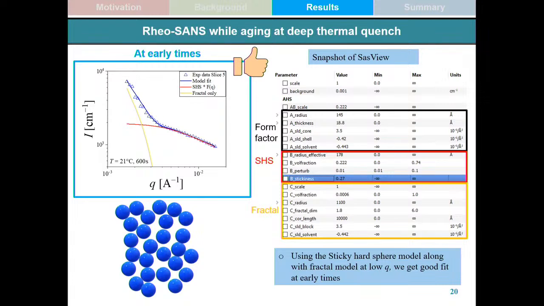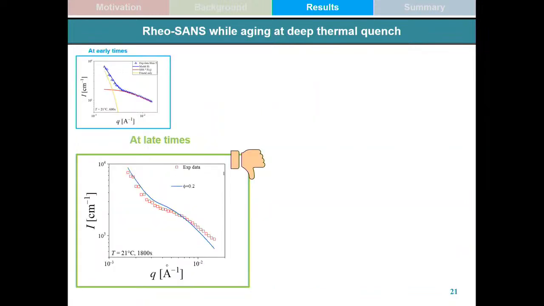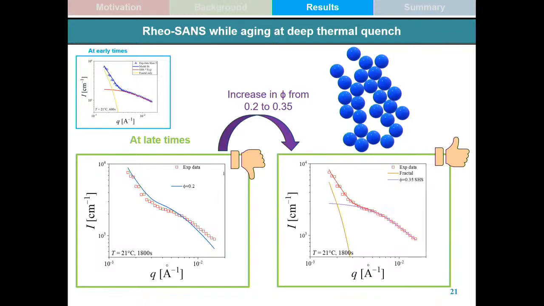Now, this all works when we are at the early times. What happens after the transition? We try to use the same analogy to fit the scattering data, but irrespective of any change in the fitting parameters, we're not able to fit it. So next, the volume fraction of the system is fixed at 0.2, and we try to increase it a bit, from 0.2 to 0.35, and we see that we now get a very nice fit between the experimental data and the model when the volume fraction is increased to 0.35.